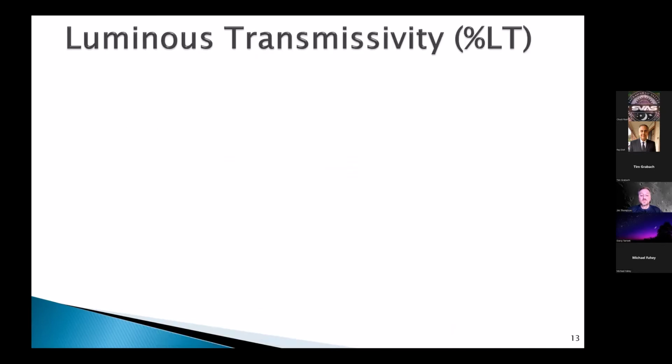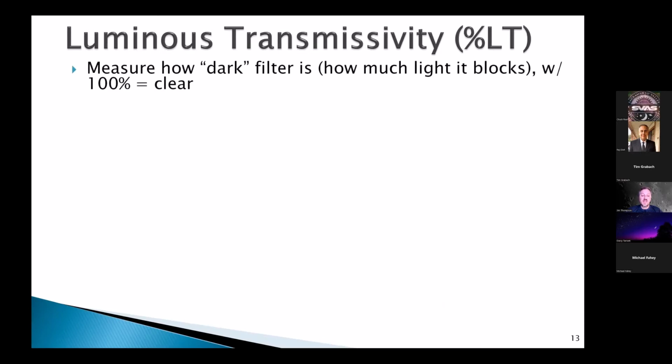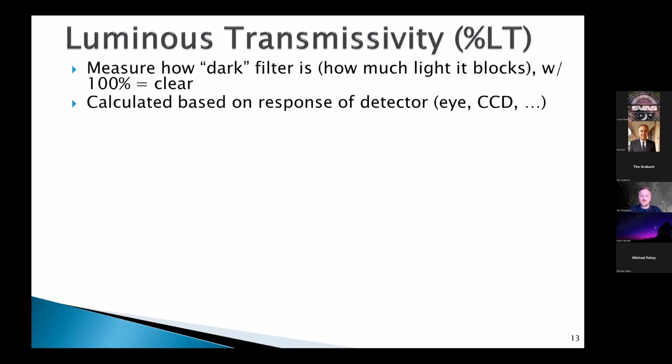The next term to discuss is luminous transmissivity. %LT is essentially a measure of generally how dark a filter is. On average, what percentage of light is getting through. It is calculated based on the specific sensor the filter is being used with. So a filter will have a different %LT value if it is used with the human eye as opposed to a camera.